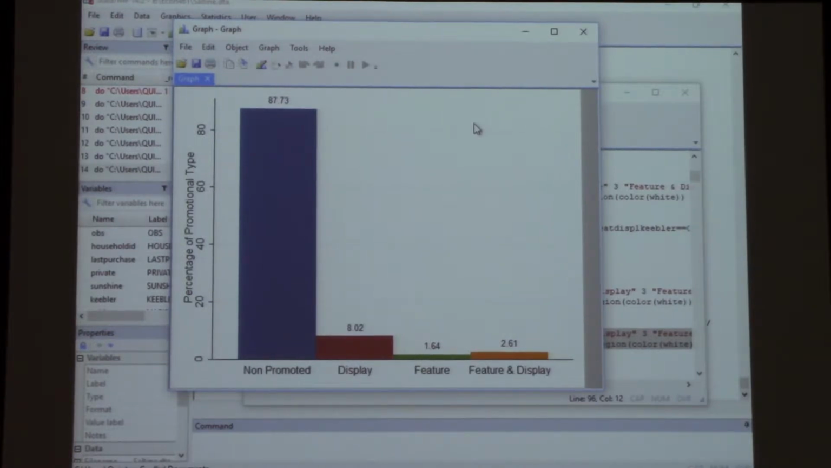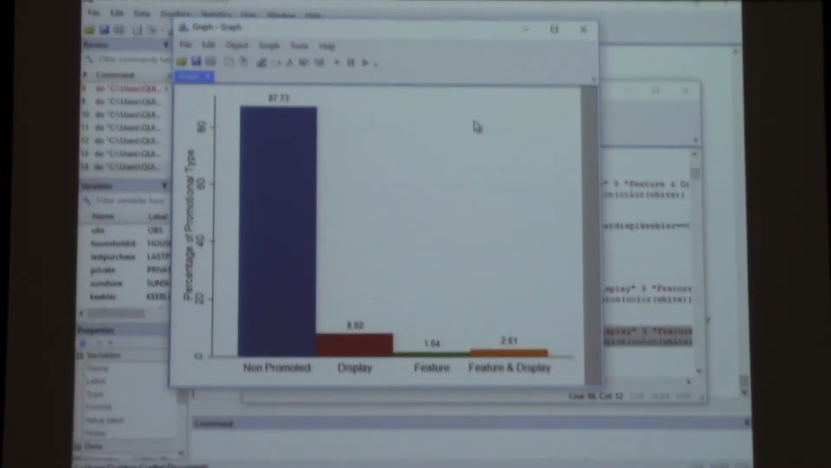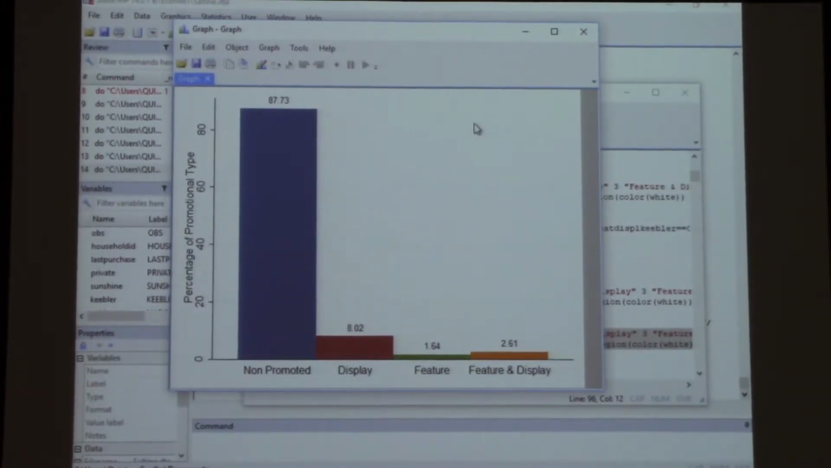for those. What is feature again? Feature are things like mailers. So when you get the newspaper, or you get your mail, and there's something that just says buy Keebler, 20% off or something like that. So feature is anything that is outside of the store, whereas display is any kind of display within the store, inside the store. And then again, sometimes we do both.